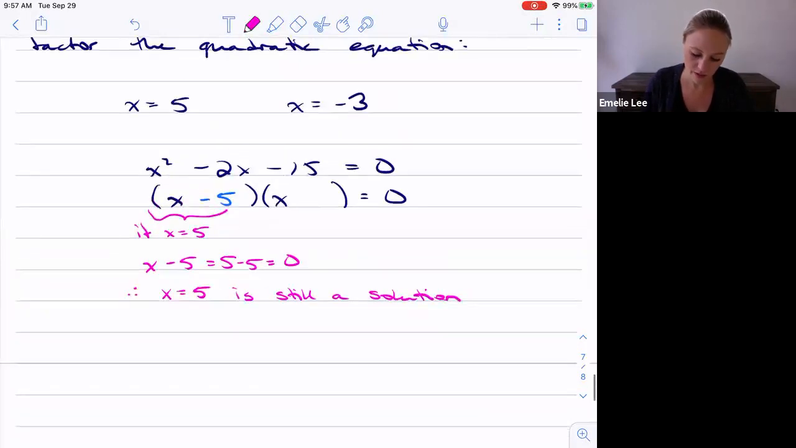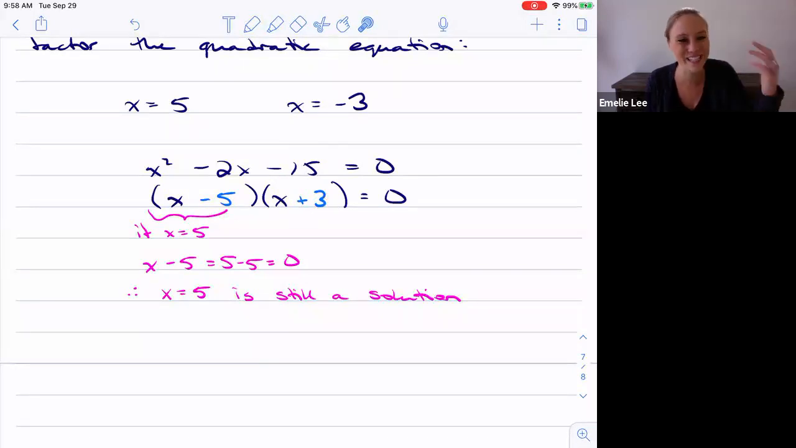So that's the trick, right? You look at the solution and say, if x equals 5 is a solution, then I need to have x minus 5 in here for x equals 5 to still be a solution. Now we look at the negative 3 and say, then I must have x plus 3 in order for this to still be a solution. You can plug in: if x is negative 3, then I get negative 3 minus 5, that's negative 8, times negative 3 plus 3, that's 0. So negative 8 times 0 is still 0, so it's still a solution.